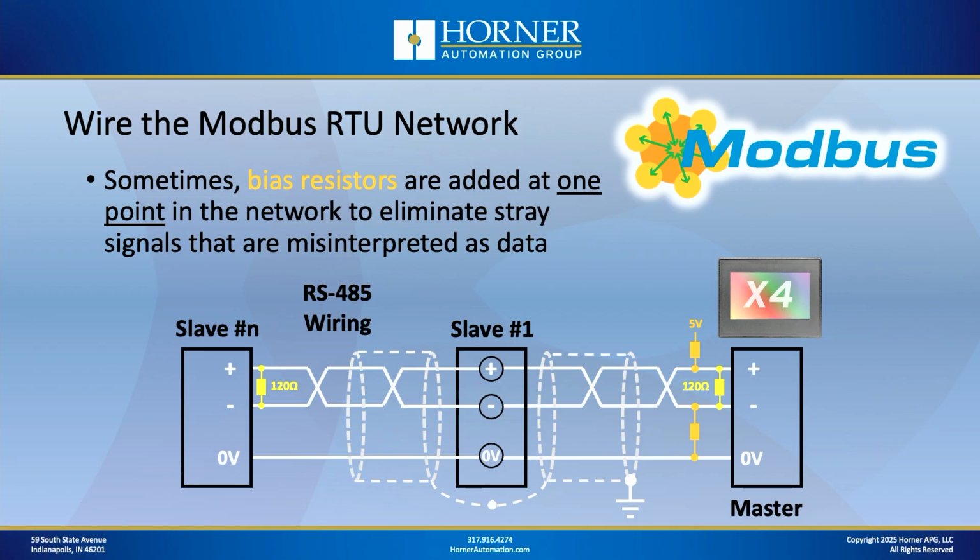Now, the good news is you probably won't have to get out there with your soldering iron because a lot of devices, like the Horner OCS all-in-one controller, have switchable bias resistors that can be turned on from the system menu or some other setting. Okay? So, again, leave those off until you know you need them, and you'll be good to go.